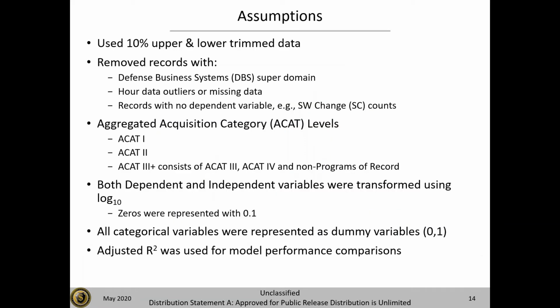Some of the assumptions on how we trimmed it: we removed ones with missing data or no dependent variable. We got rid of the DBS ones. The ACATs we split into 3 blocks, the ACAT 1, ACAT 2, and then everything else, which is 3, 4, and the non-programs of record. And we used R-squared as our base analysis.